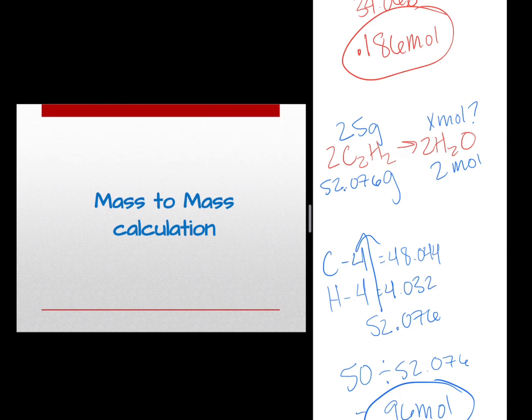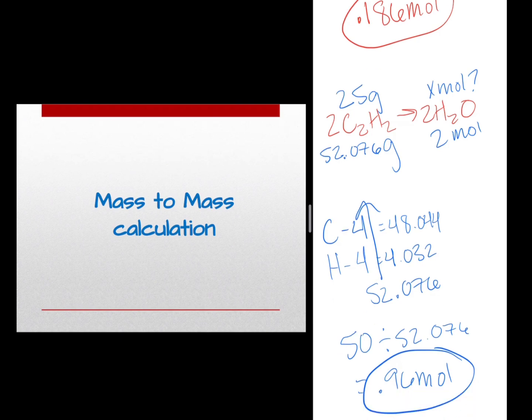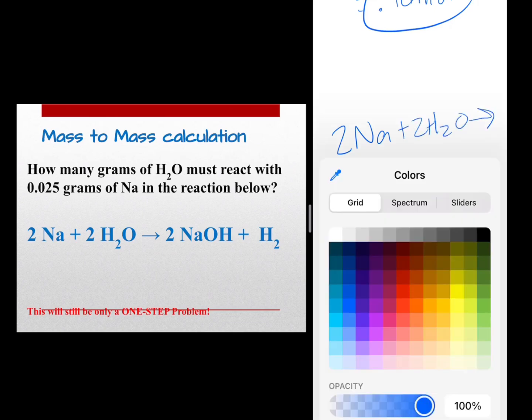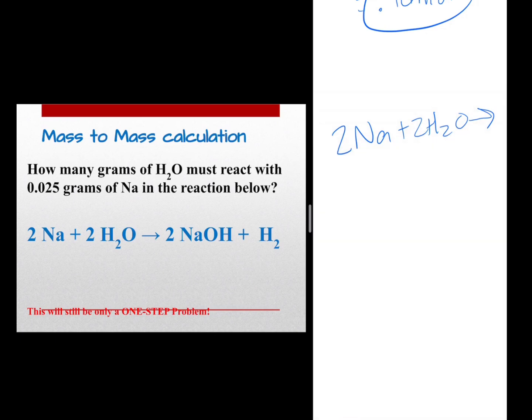Okay, so we've done mole to mole calculations. We've done mass to mole. You can also do mass to mass, which means you won't use moles at all. So you're still going to do the same thing. It just means that you're going to be finding the molar mass twice. So again, I'm just going to write down the part of the equation that I'm using because I don't have enough space. You don't have to do that. You can just write yours on your paper. So I have 2Na plus 2H2O. Okay, pause it, try to work it out yourself.